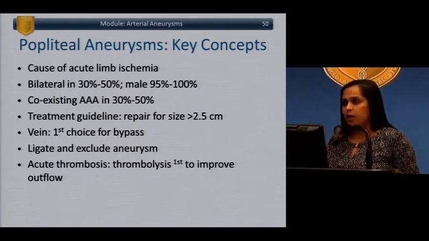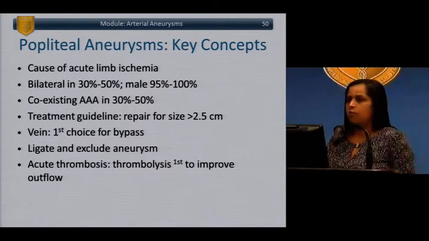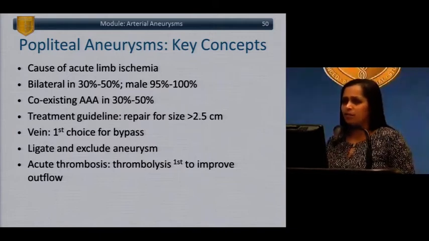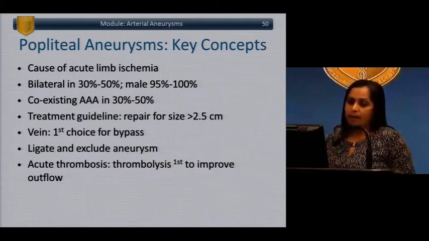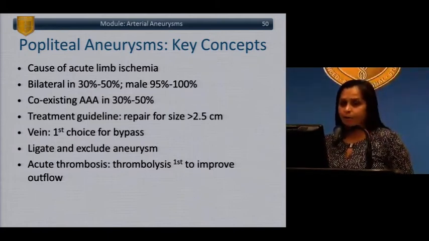The general threshold for treating these is 2.5 centimeters. It's what's described for the boards. In reality, we tend to start thinking about fixing them around 2. Vein bypass is the board answer, first choice for bypass.